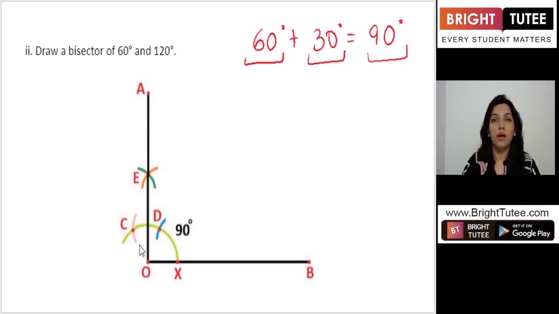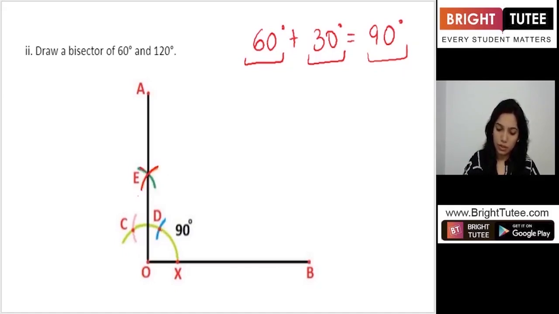We need to draw the angle bisector here for this particular angle, that is for the angle which is between 60 and 120. Now what you do? Don't disturb the opening of your compass. Keeping the pointer at D, you make an arc over here, that you see at point C. So either you keep the same opening, or you can keep the opening of the compass greater than half of CD. Keeping the pointer at D, you make an arc over here.